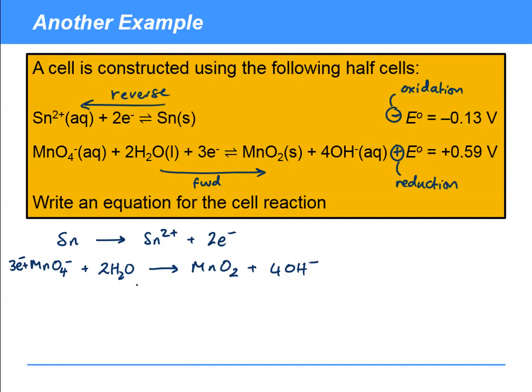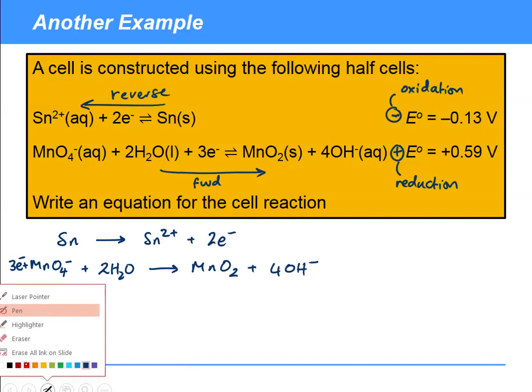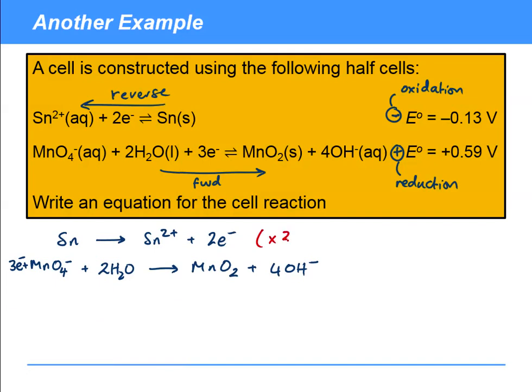Now in order to be able to combine these half equations, we need to make sure we've got the same number of electrons in each, and so if we multiply the first equation by 3 and second equation by 2, we can essentially get 3 Sn, 3 Sn2+ and 6 electrons here, 2 manganates, 4 waters, 2 manganese dioxides, and 8 hydroxides.